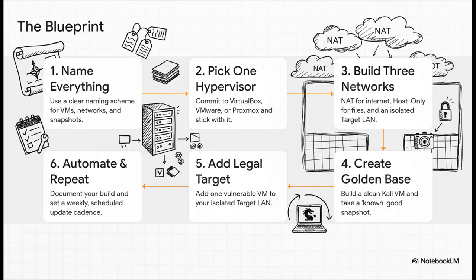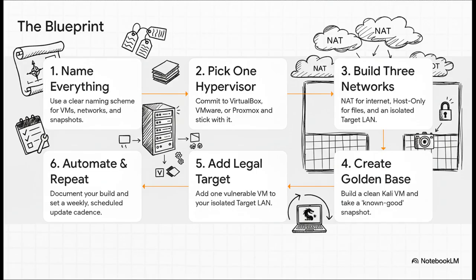Okay, here we go. 1, name everything clearly. 2, pick one hypervisor and commit. 3, build those 3 networks. 4, make a golden Kali image and snapshot it immediately. 5, add one legal target on its isolated network. 6, document your build so you can repeat it. And finally, 7, lock in a rhythm. Spend 15 minutes a week updating and verifying.